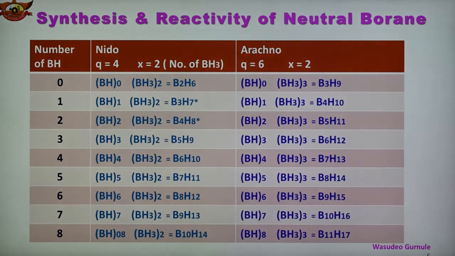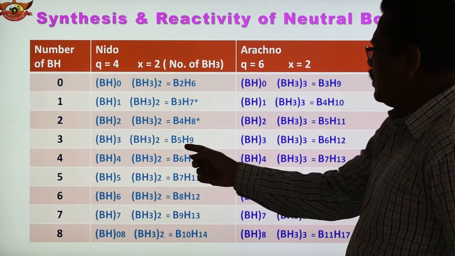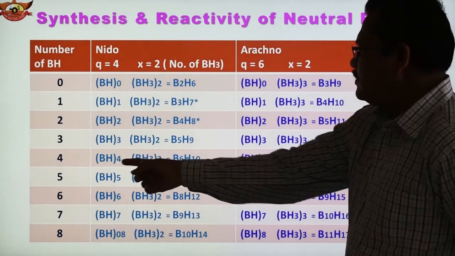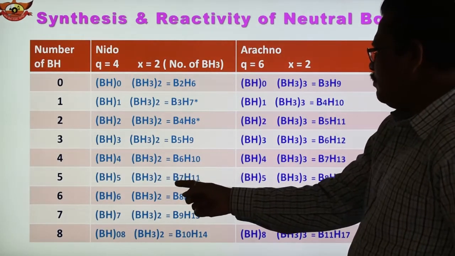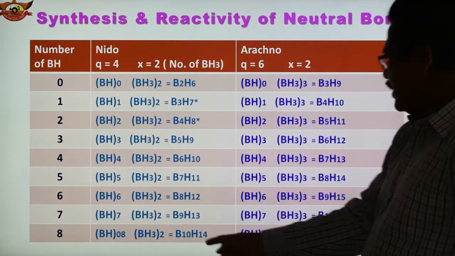The star indicates that the borane is unstable. The two boranes with a star, triborane and tetraborane, are unstable. And the third number is 3 and 2. So B5H9, in this case B6H10, B7H11, B8H12, B9H13, B10H14.